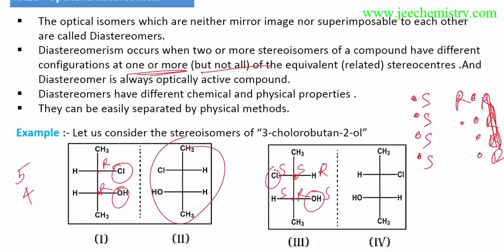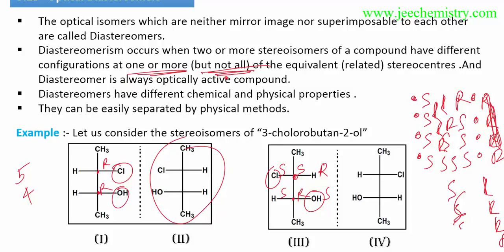So if this is S, this is a diastereomer. If this will be R S, this is a diastereomer. But if it will be S, if it will be R, all 4 will be different, then that will be an enantiomer. So in this way I am saying that one or more stereocenters will be different, but not all the stereocenters be different. So that will be a diastereomer.